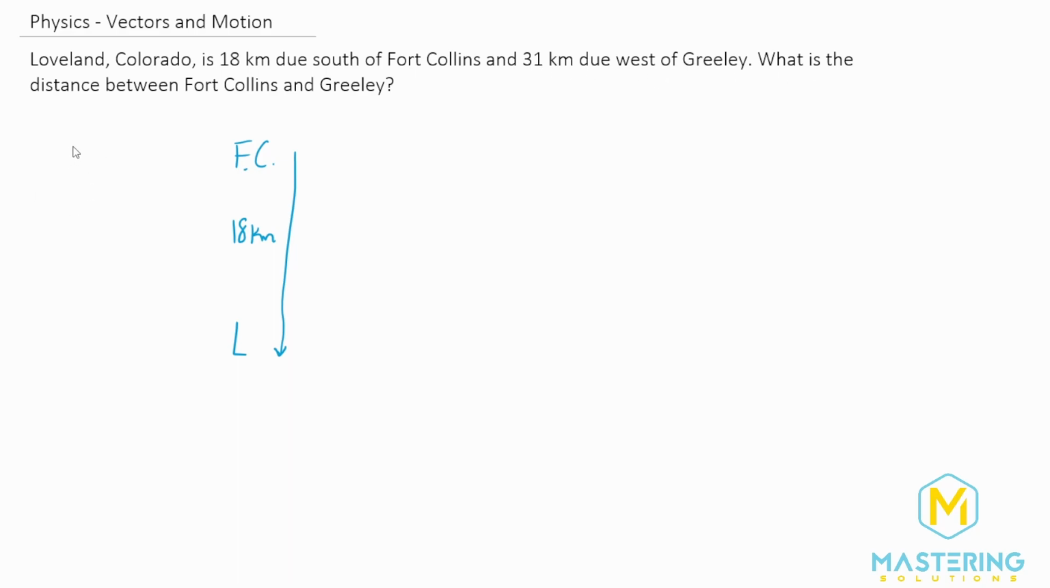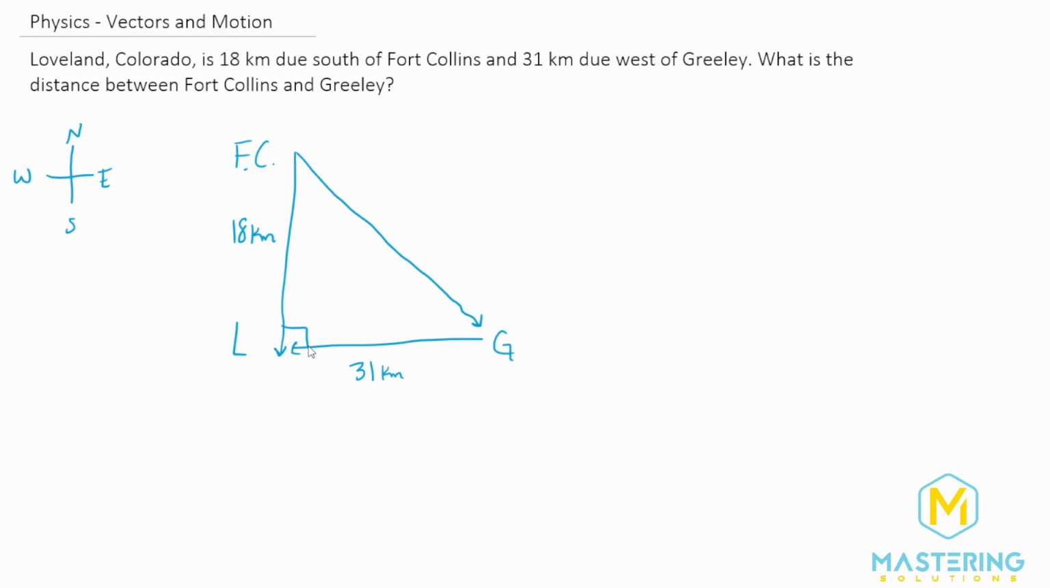Let me write this real quick just to make sure we're all good. So we have north, south, east, and west. And then they say that Greeley over here is 31 kilometers to the east, or that Loveland is 31 kilometers due west of Greeley. And they say, what's the distance from Fort Collins up here down to Greeley?